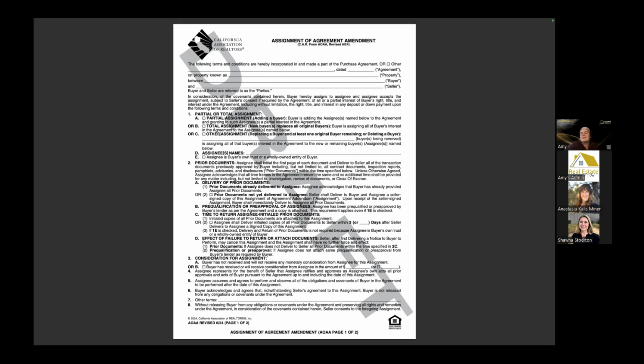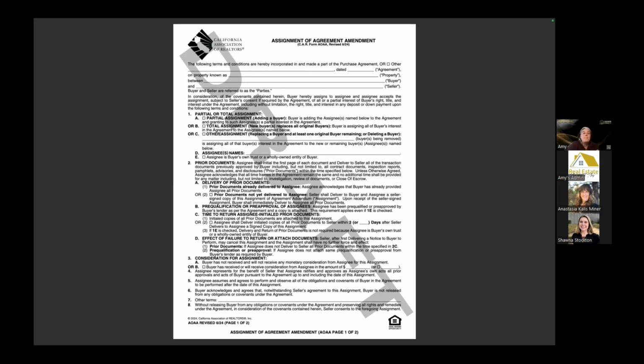It defaults to 17 days. This is the form that gets used if you want to assign that contract. And it can be used a couple different ways. One is if you want to add a buyer. So maybe you just have one spouse on the contract. You need to add the other spouse, or maybe they need a co-signer that needs to get added to the contract. You would use this form here, the AOAA form.